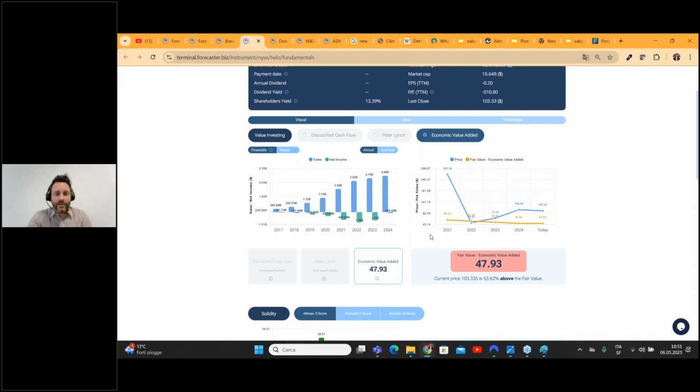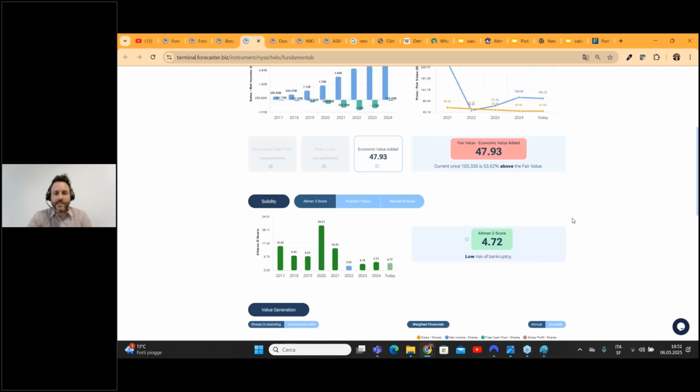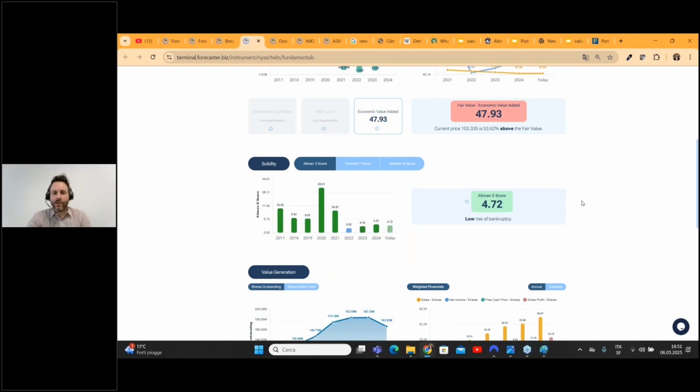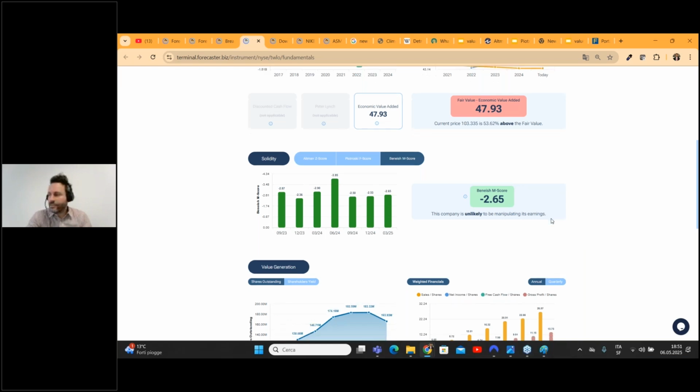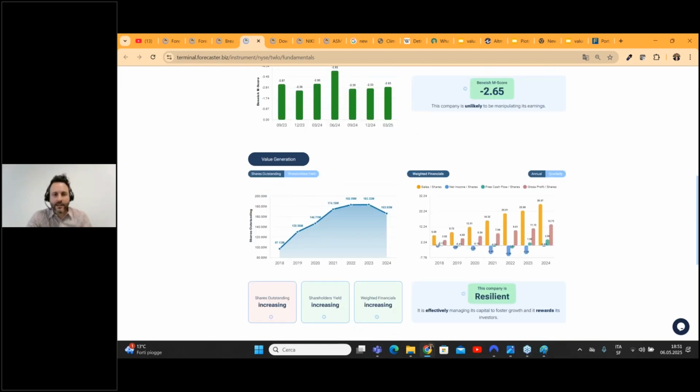But for example, Twilio is a very interesting company because it has an Altman Z-score of 4.72, which means the company is in a solid situation. Okay. Also, the Piotroski score is in very good momentum. The Beneish score tells us that the company is unlikely to be manipulating its earnings. And look, what is very interesting, the company just started a buyback program. Okay. The management thinks that the company is undervalued and they repurchase their own shares. Very, very interesting.